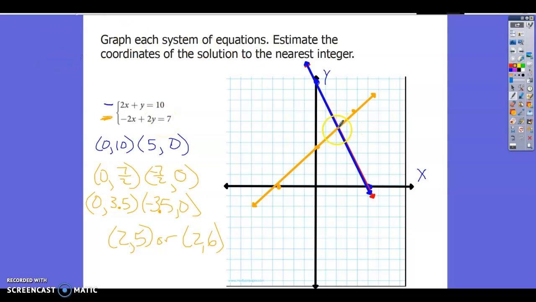It looks like these are not going to cross at an integer. It just says to estimate to the nearest integer. So that's what you would do.